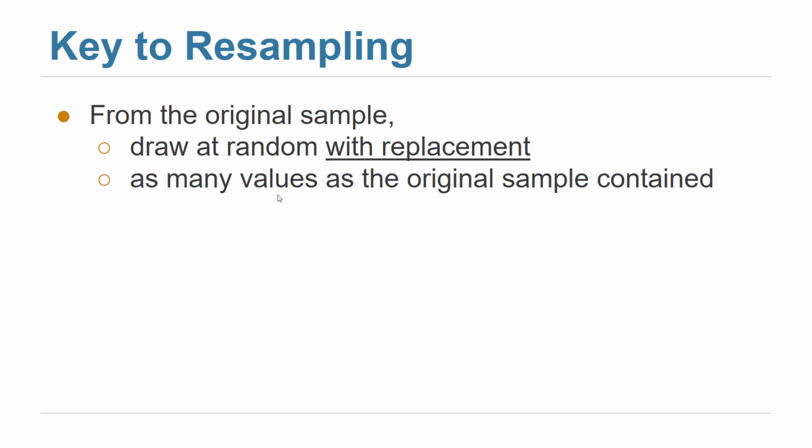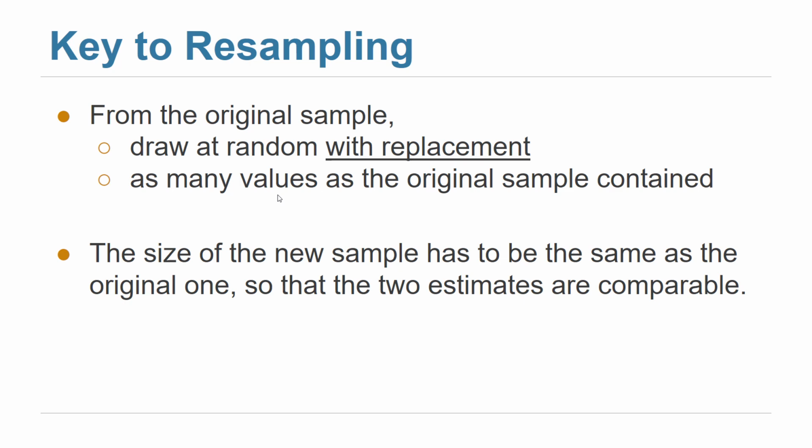Now, if we draw at random from the original sample with the same size as that original sample without replacement, we will get the same sample. So it has to be with replacement, and that's because we need them to be different from the original sample. So the deal is we will get the original sample, and we will resample from it the same number of values as in that original sample, but with replacement. The size of the new sample has to be the same as the original one so that the two estimates are comparable. That's what we just mentioned.